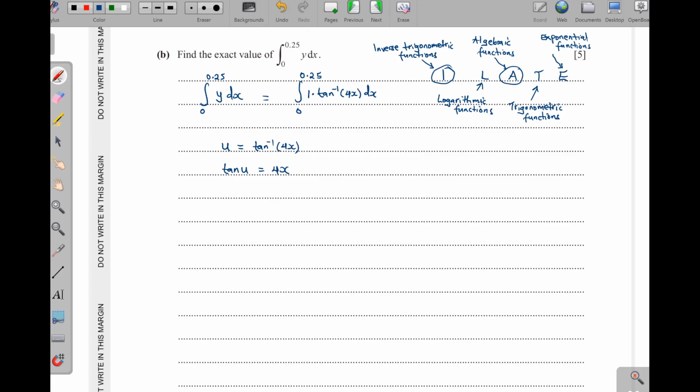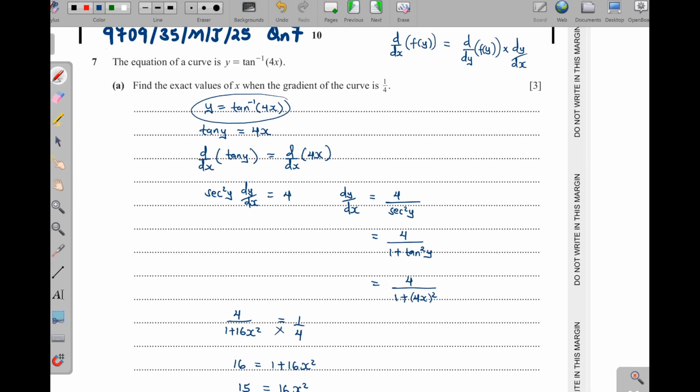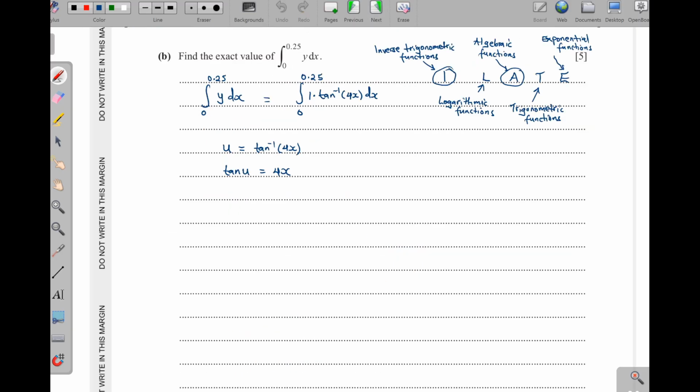But from part A, we saw that dy/dx is equal to 4 out of 1 plus 16x squared. You see that? So I will just deduce here, without wasting any time, that du/dx is going to be equal to 4 out of 1 plus 16x squared.